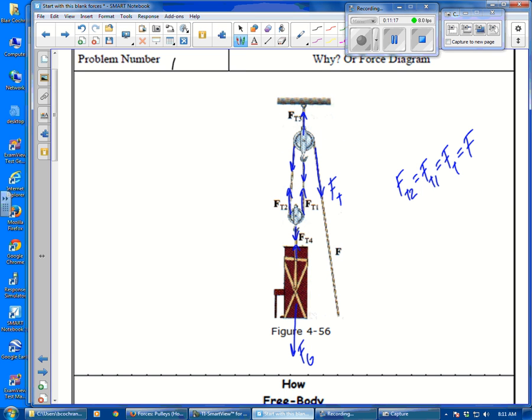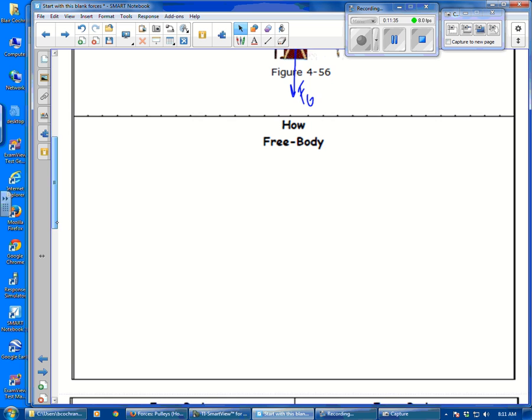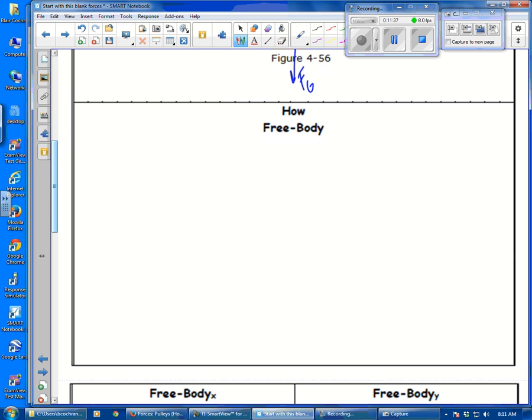So I need to do a free body of the piano. It'd probably be a good idea, yes, then to do also one of the lower pulley and one of the upper pulley. So I would expect in your homework for this one to have 3 different free bodies. All right, so I'll do them here, and we'll do the piano over here. We'll do the lower pulley, and then we'll do the upper pulley here.